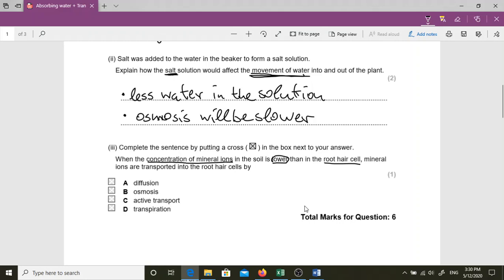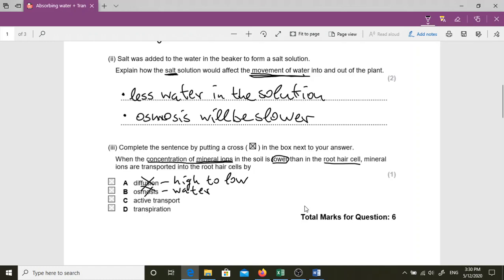If you're not sure, it's easiest to go through and think about what each of these means. Diffusion means particles move from high concentration to low concentration. However, they tell us here we're going from low to high, so it can't be diffusion. Osmosis is basically diffusion of water, so movement of water. But they ask us here about the mineral ions, so we're not talking about water, so it can't be osmosis.